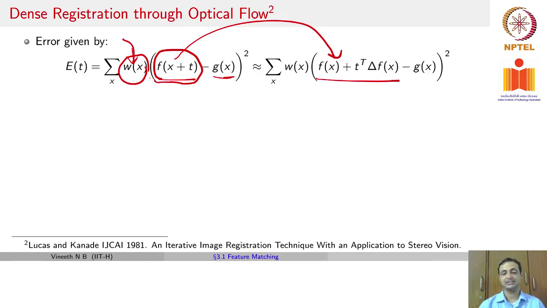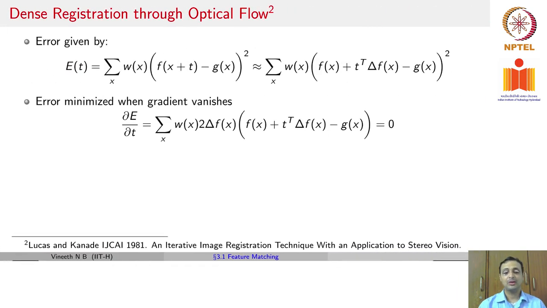The remaining terms are the same across these two equations. The first term is simply expanded as a first order Taylor series expansion, and you get the right hand side of this equation. Where do we go from here? We know that the error is minimized when the gradient vanishes. So we take dE by dT, which is just a simple derivative of this right hand most term, which is going to be the summation over x of w of x.